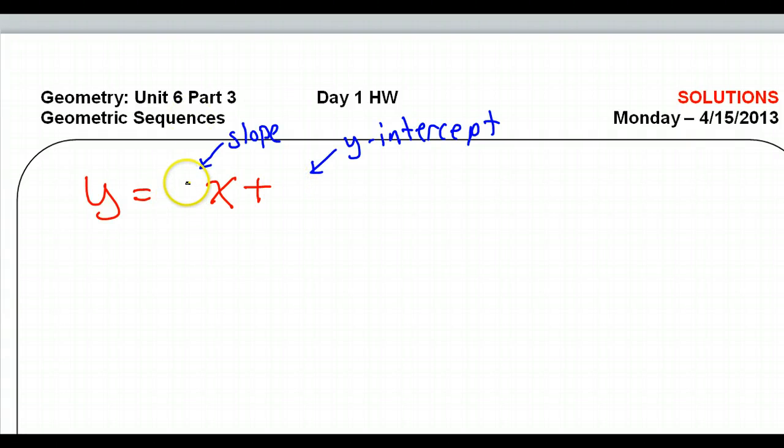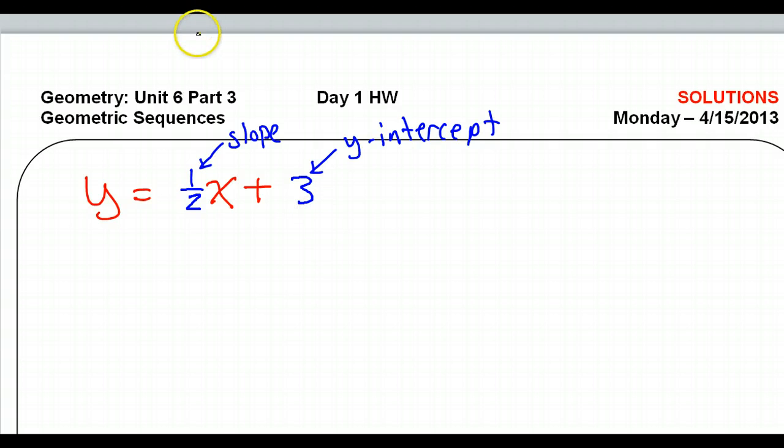So say if the slope turned out to be 1/2, that would go here. Let's say the y-intercept was 3, that would go here, and boom, we'd have an equation. All we needed were two things: the slope and the y-intercept. We could write the equation.